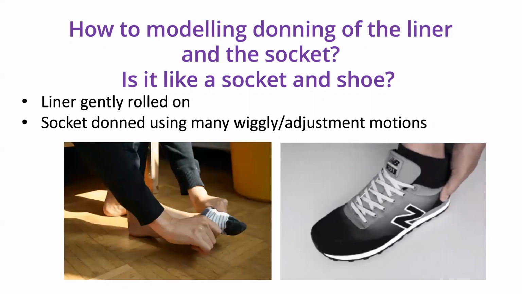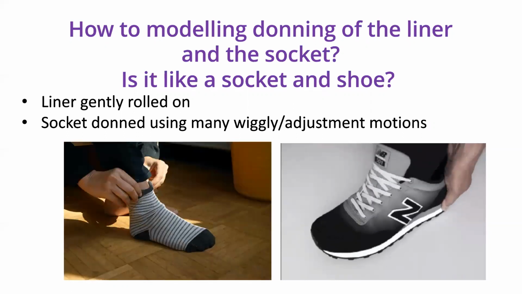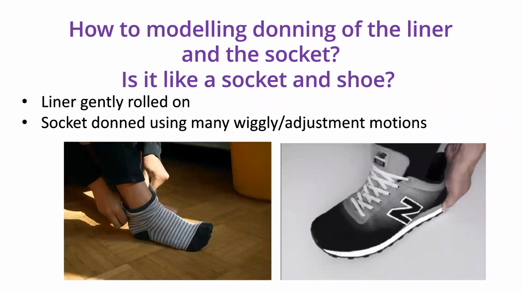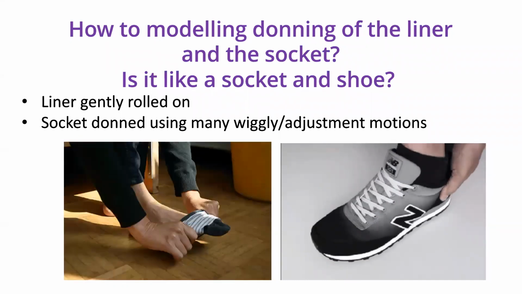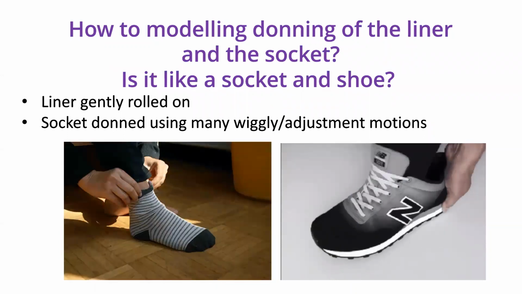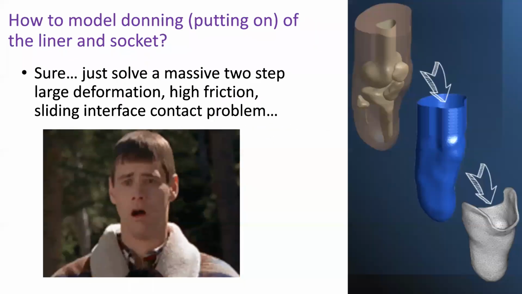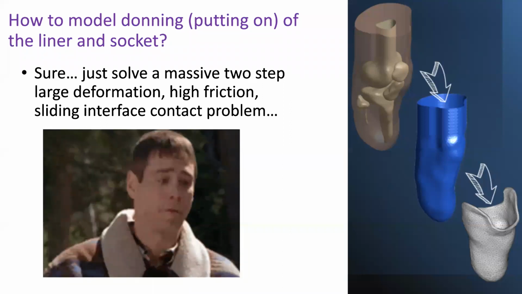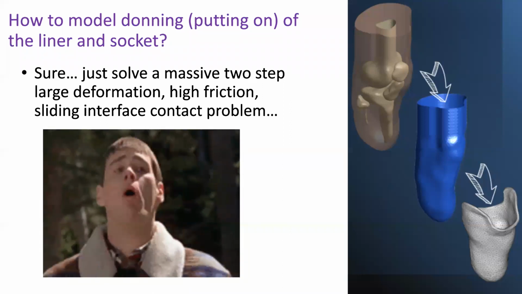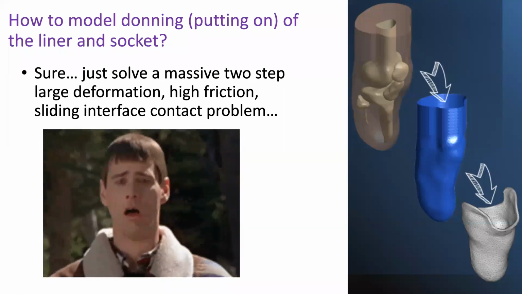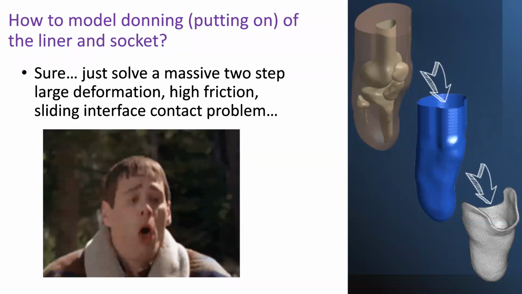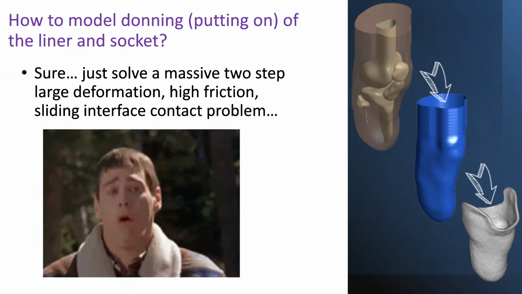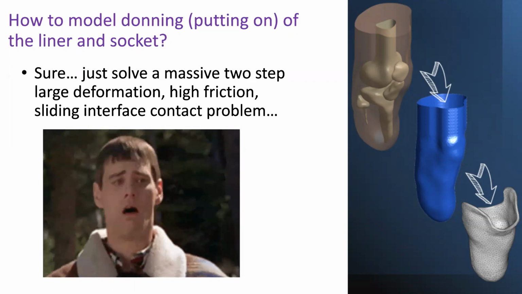Maybe you recognize that, but that's exactly what people do when they don a socket. They do slide their leg into a socket, but they do wiggle and push, and they get it right. It's not a simple motion at all. So how on earth do we simulate this? So you could say, well, let's just slide them in. Let's just create a 3D computational mechanics model, a finite element model, and solve a large nonlinear sliding contact problem with high friction. First, you have to put on a liner, which is the blue sock that you see on the right there. And then you have to slide it into the socket.